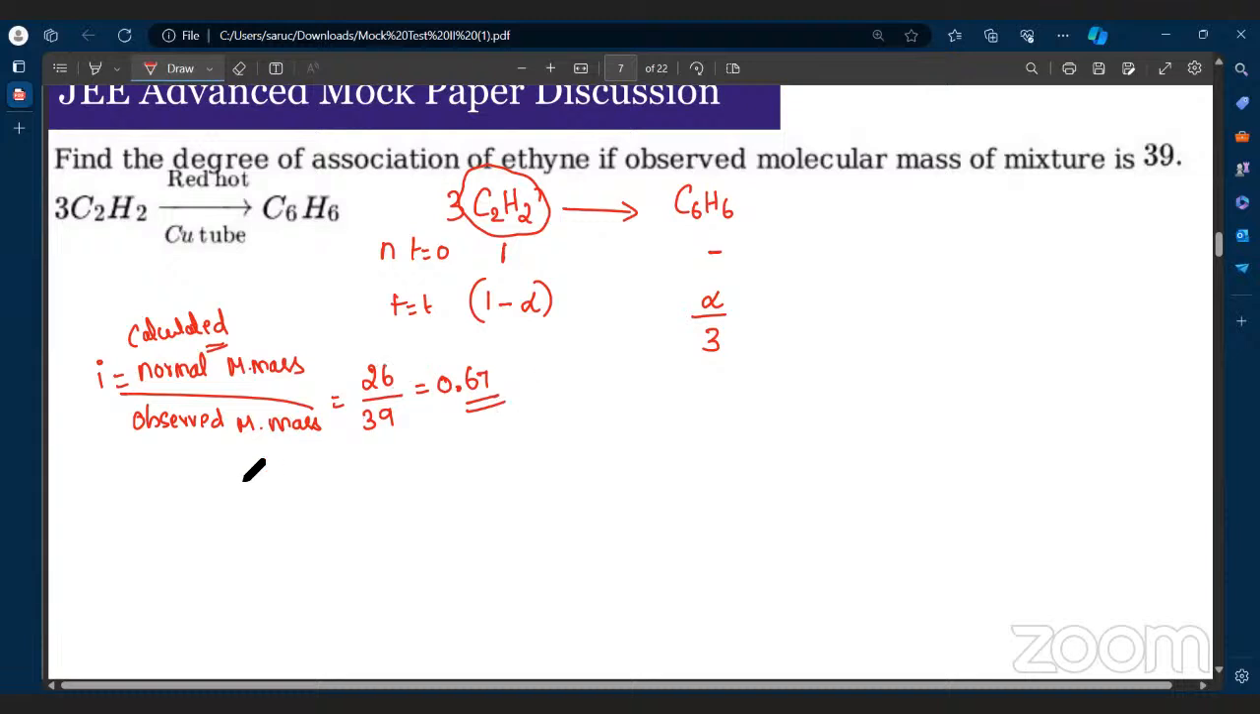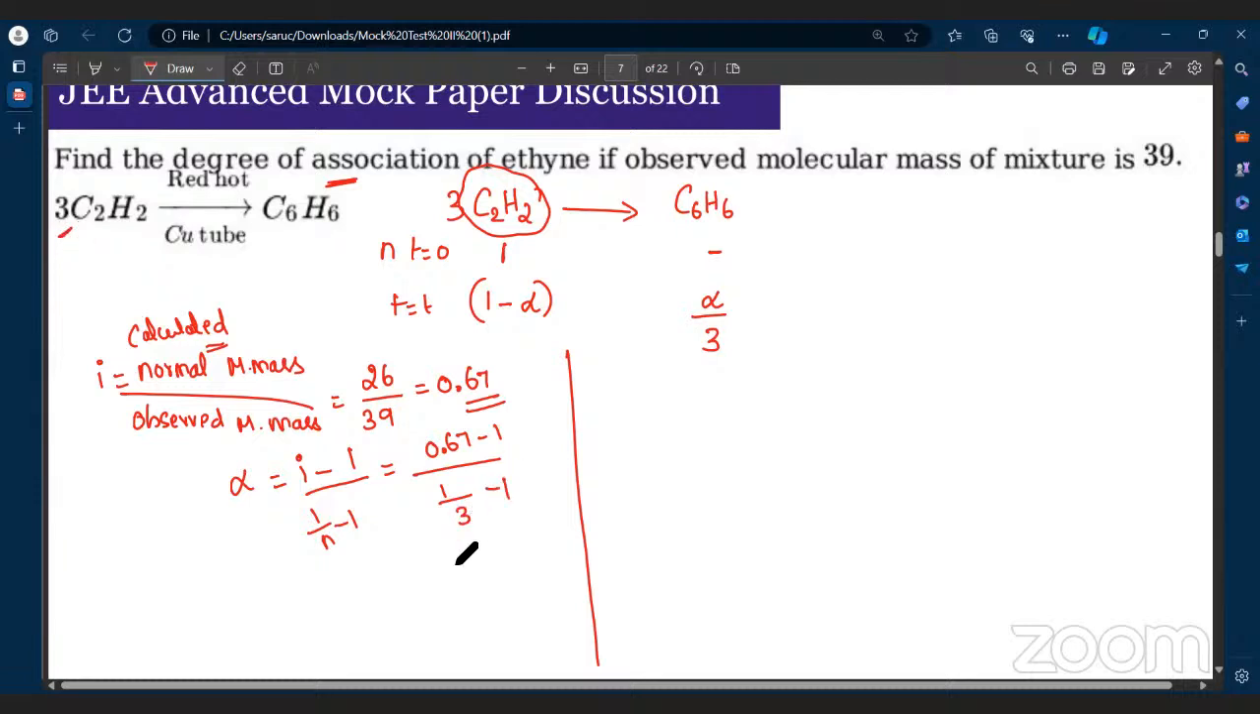Okay, so we know that alpha here is the degree of association. For degree of association, what is the formula? There are 2 methods to do this. I'll teach you both methods, and you can use whichever you find easy. So the formula is (i minus 1) by (1 by n minus 1). What is i? We have calculated it as 0.67. Minus 1, by 1 by n, where n, the number of moles of ethyne given in the question, is 3, minus 1. So you'll be getting 0.5. This is what you do in this method, that is, using the Van't Hoff factor.